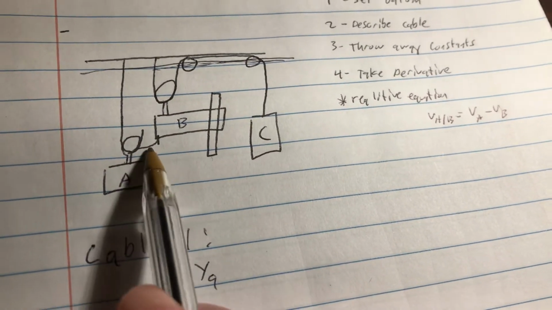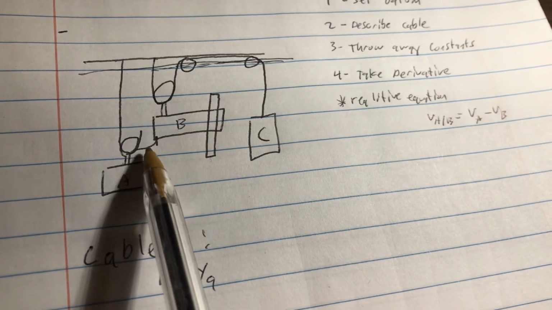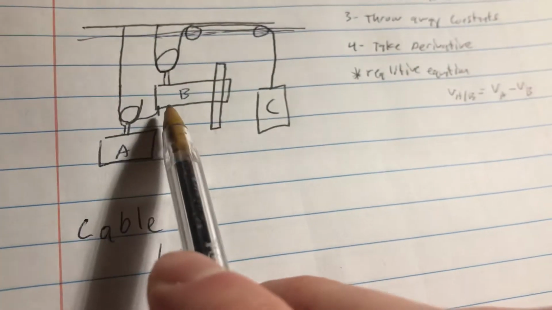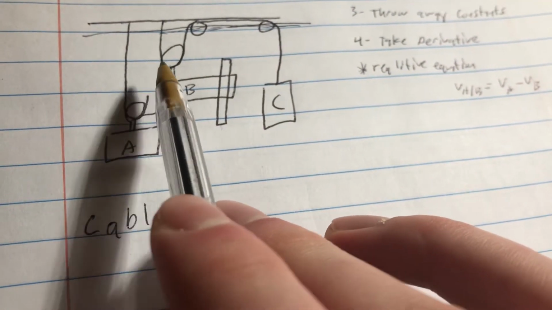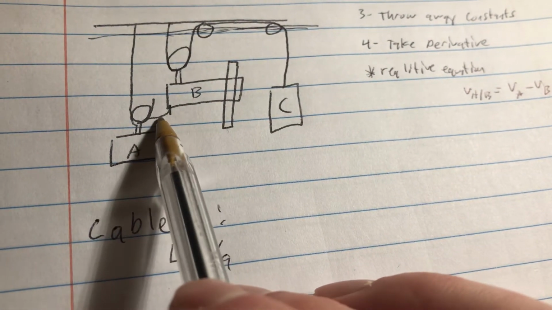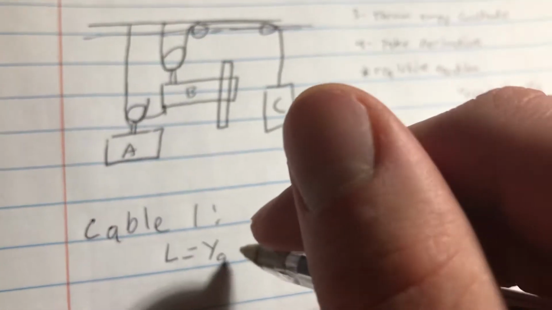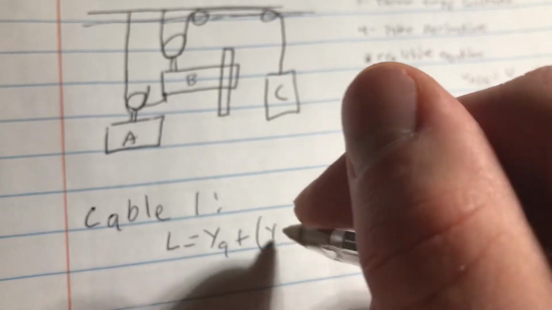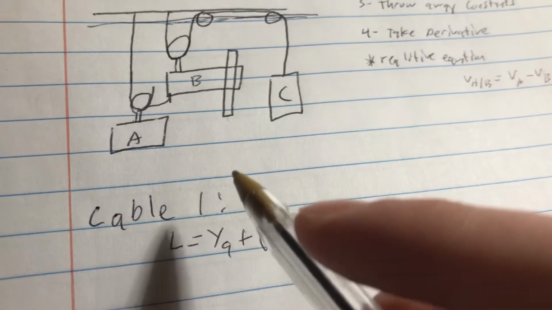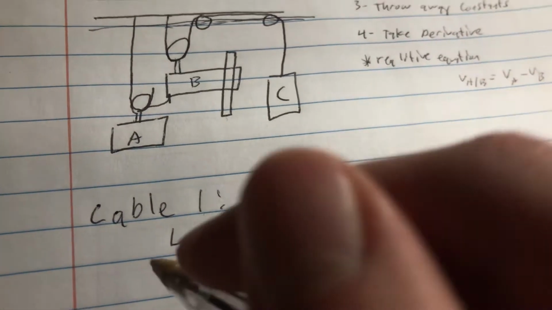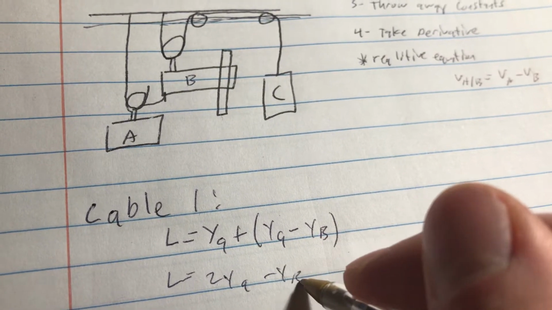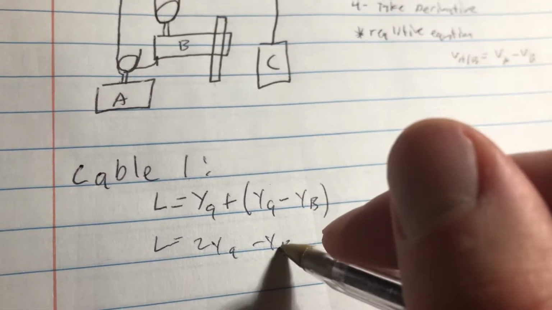Since we don't have fixed points here, how long is this? My drawing is bad; the one in the book is clearer. If this is length B, and this is length A, and this is in between A and B, then it's going to be plus YA minus YB, and that'll be that distance there. That's my first cable. So combine this: L equals 2YA minus YB.